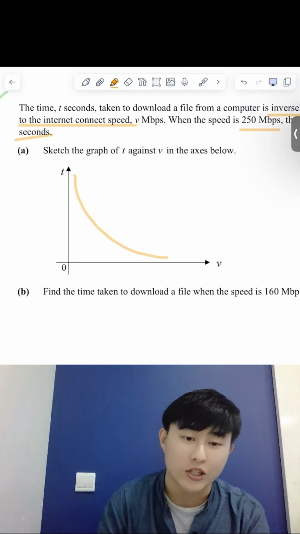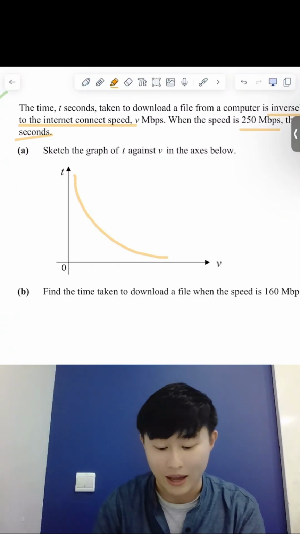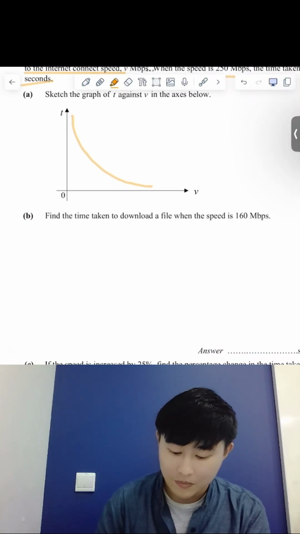This is a factual recall question. Of course, can you figure this out by yourself? Can. But it will take a bit of effort in the exam.